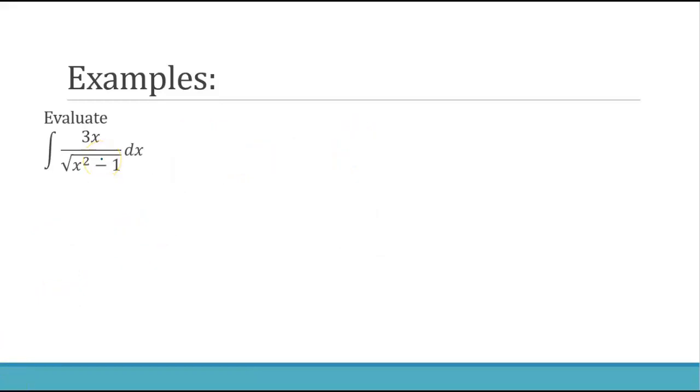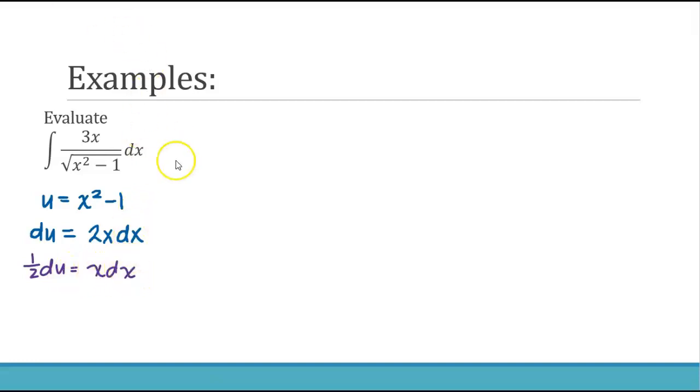For this example, we want to evaluate the integral of 3x divided by the square root of x squared minus 1 dx. So here, we're going to go ahead and let u equal x squared minus 1. And if I think about the derivative of this, my du is going to be 2x dx. Now, I have a 3x dx, but I'm only off by a coefficient, so that's fine. So first, I'm only going to want to get rid of an x dx, so I'm going to say that 1/2 du is equal to x dx.